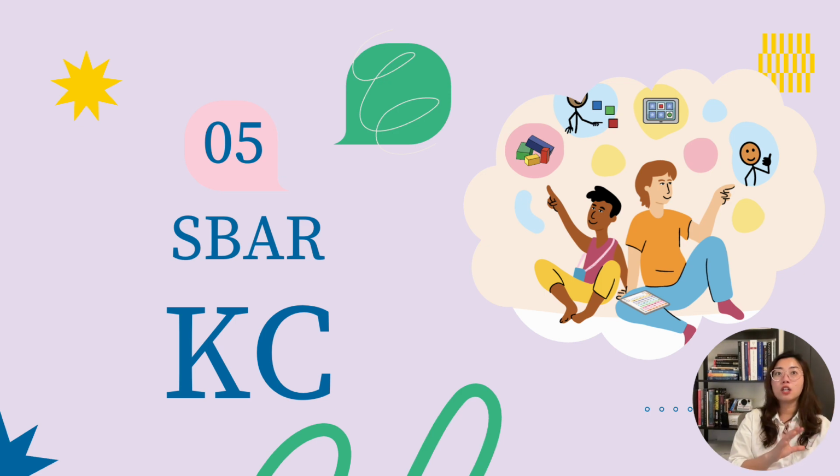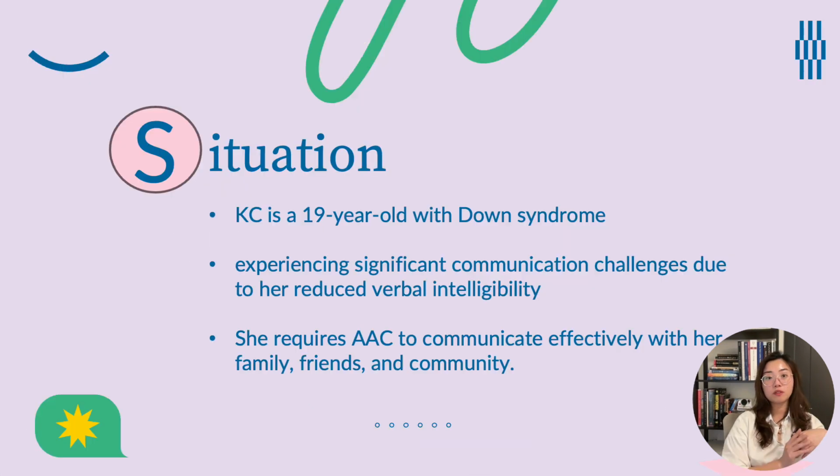And so now that we've learned a little bit about the AAC devices and how they support individuals with developmental delay, I wanted to talk to you about a specific case study, and her name is Casey. So first is the situation. The situation is that Casey is a 19-year-old with Down syndrome, and she is experiencing significant communication challenges due to her reduced intelligibility. And basically, because she has reduced intelligibility, she requires AAC devices to communicate effectively with her family, friends, and the rest of her community.